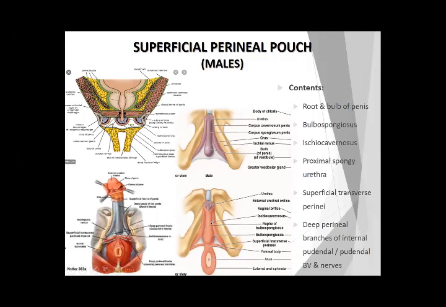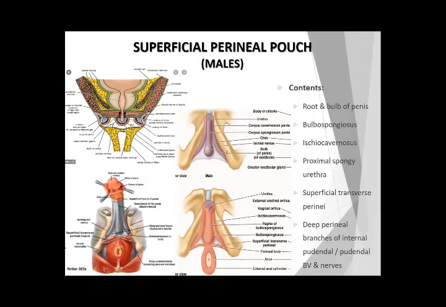Then you have the superficial transverse perineum over here, attached to the undersurface. ये देख लीजिए, the superficial transverse perineum. Over here would be the bulbospongiosus, ischiocavernosus, superficial transverse perineum, and then of course you have deep perineal branches over here. We have deep perineal branches of internal pudendal artery and pudendal nerve. Okay?